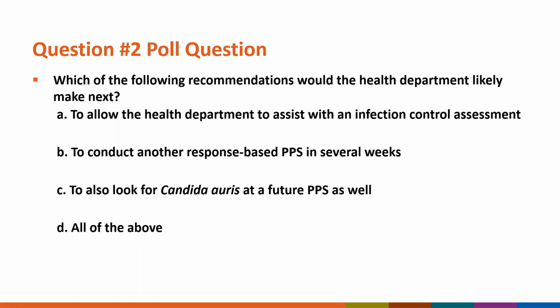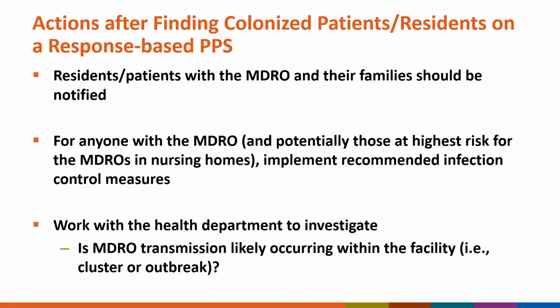For our small sampling, I think most people answered all of the above. And that's the answer I would also probably include. So I'll talk a little bit about that. Several actions should be taken if you identify colonized patients or residents on the PPS. First, staff along with any family or guardians should be notified. Second, infection control is key. So for anyone with the MDRO, the recommended IPC actions should be taken immediately. If you're a nursing home, you should work with your health department to determine if implementing enhanced barrier precautions on the affected unit for all individuals with MDRO risk factors should be taken.